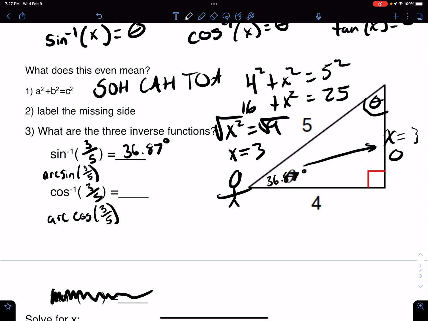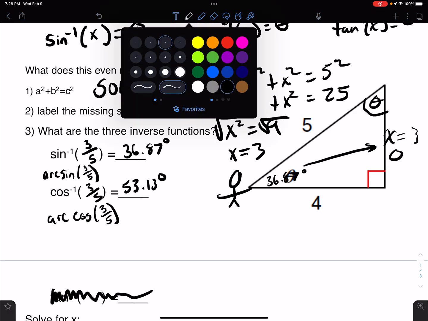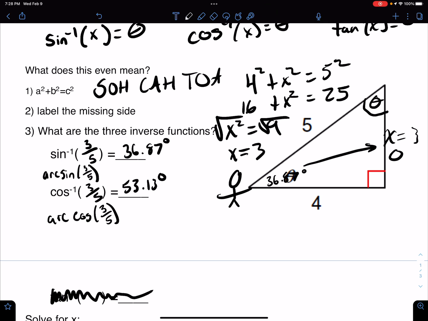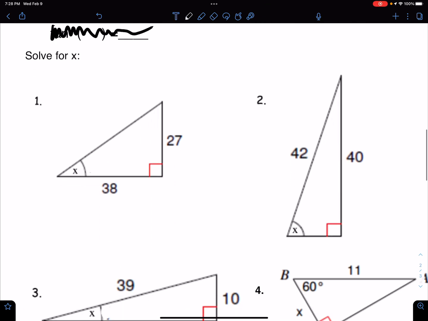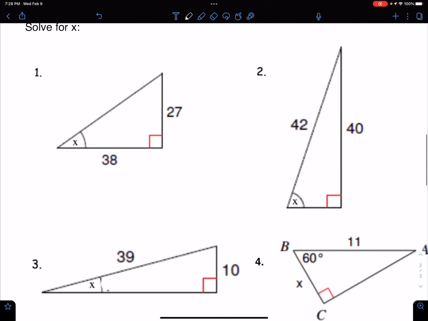So the inverse of cosine of 3/5 is just equal to 53.13 degrees. So that's how I found that angle there. Right? Now, I was just using cosine here, but I could have used sine as well. So we're just going to look at the examples now.